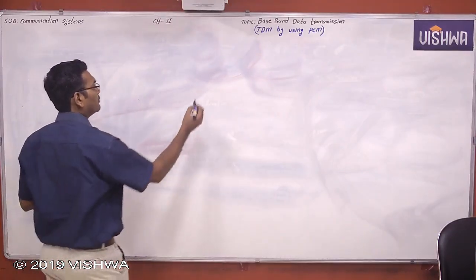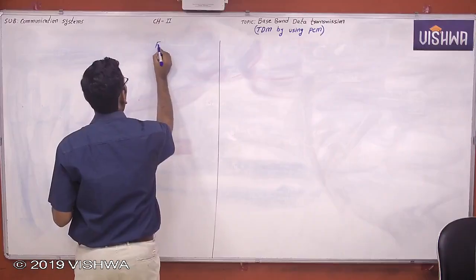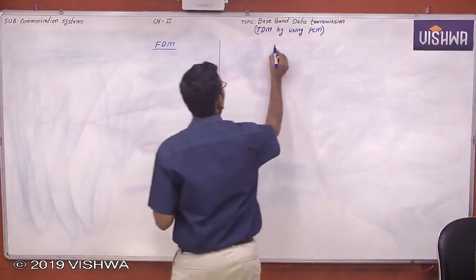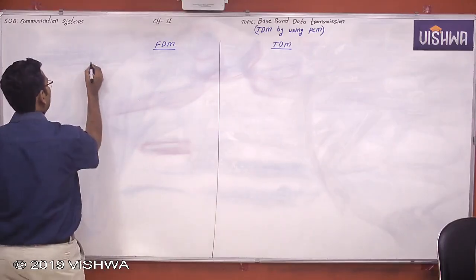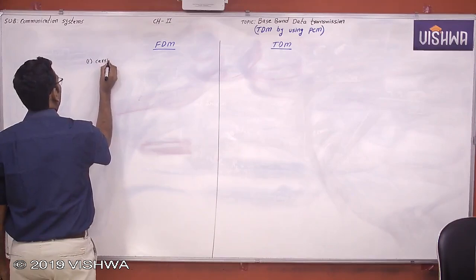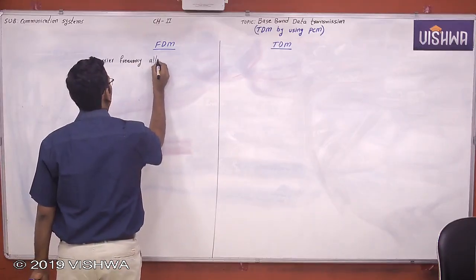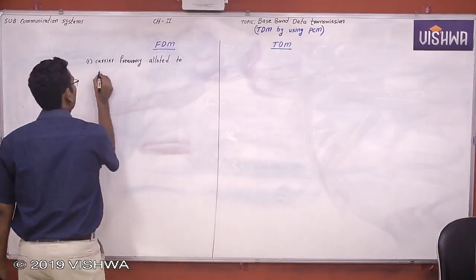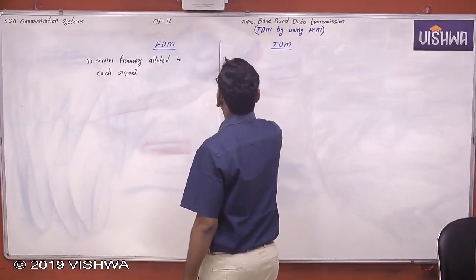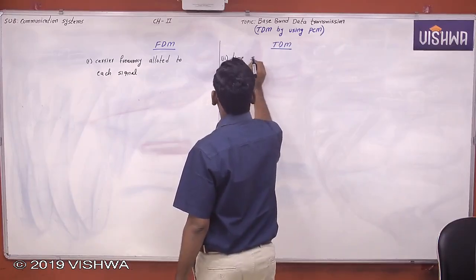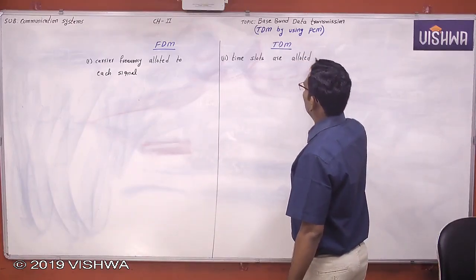Now see here, frequency division multiplexing and time division multiplexing. What is the first point? Carrier comparison. In frequency division multiplexing, a carrier frequency is allotted to each signal. Now here, in time division multiplexing, time slots are allotted to each signal.